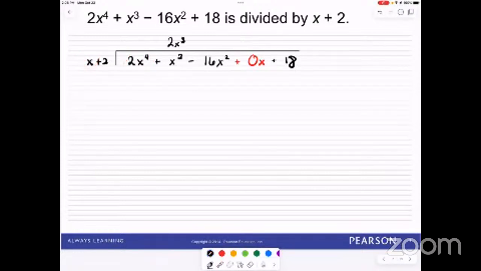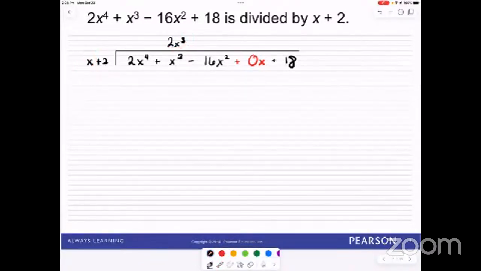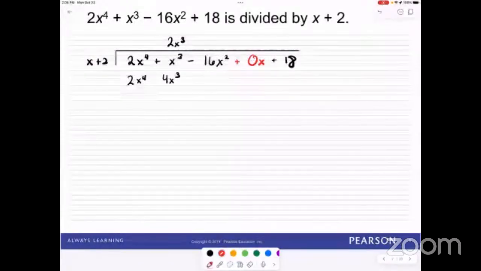Next, on the diagonal, we multiply. 2x to the third times x gives us 2x to the 4. 2x to the third times 2 gives us 4x to the power of 3. If we were doing regular long division, our next step would be subtraction. So we're going to distribute a negative to that second row. This becomes negative, this becomes negative. Essentially, all those signs just flip.